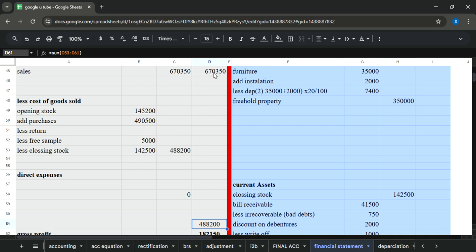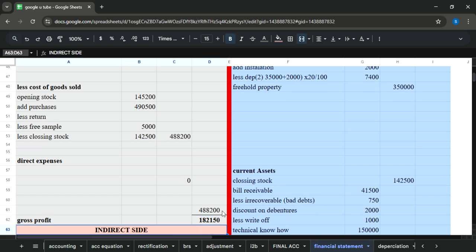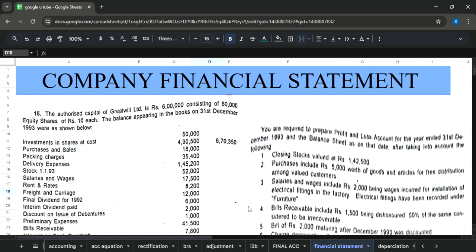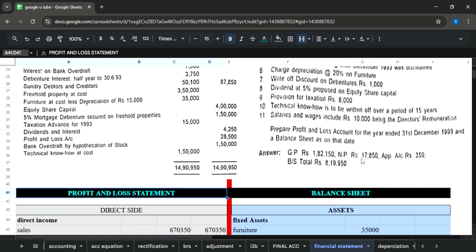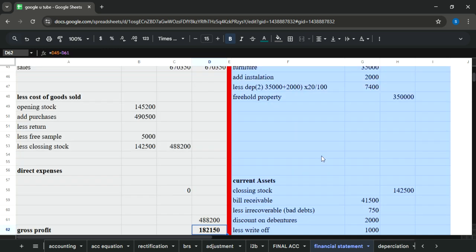Then to calculate gross profit, this cost of goods sold would be subtracted from sale, meaning sale less cost of goods sold 488, and we have got our gross profit 182,150. The answer to this would be available in the book, so let's check it out. So here we have gross profit 182,150. Our answer is also 182,150.